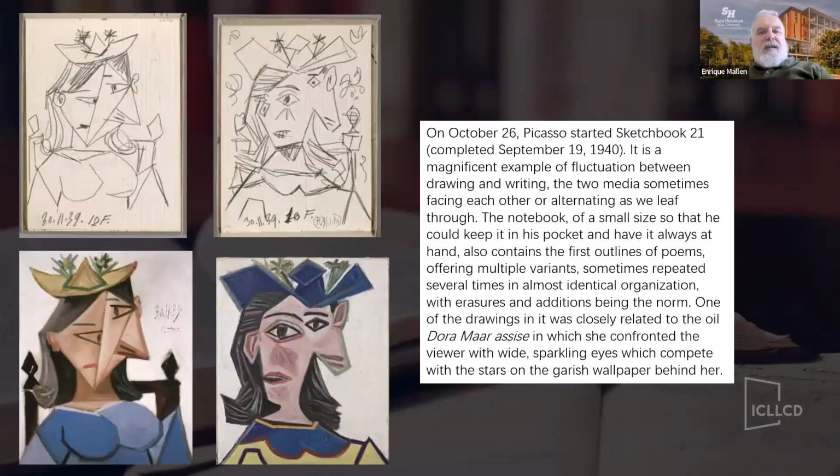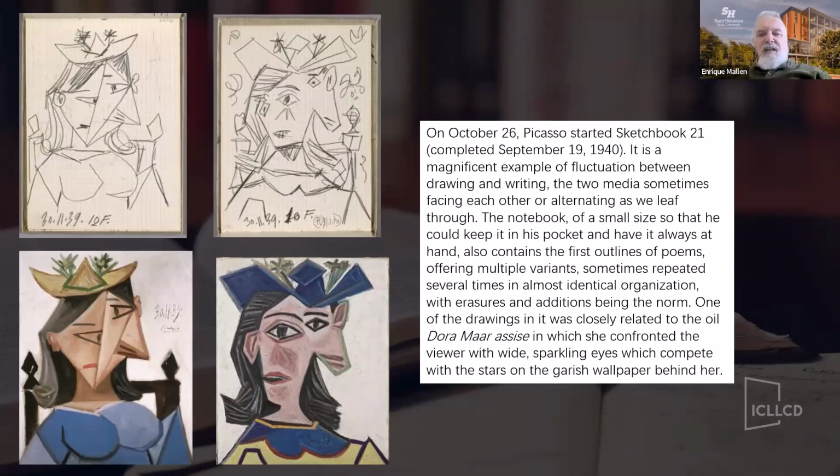On October 26th, Picasso started Sketchbook 21, which he completed on September 19, 1940. It is a magnificent example of fluctuation between drawing and writing, the two media sometimes facing each other or alternating as we leaf through. The notebook, of a small size so that he could keep it in his pocket and have it always at hand, also contained the first outlines of poems, offering multiple variants, sometimes repeated several times in almost identical organization, with erasures and additions being the norm.